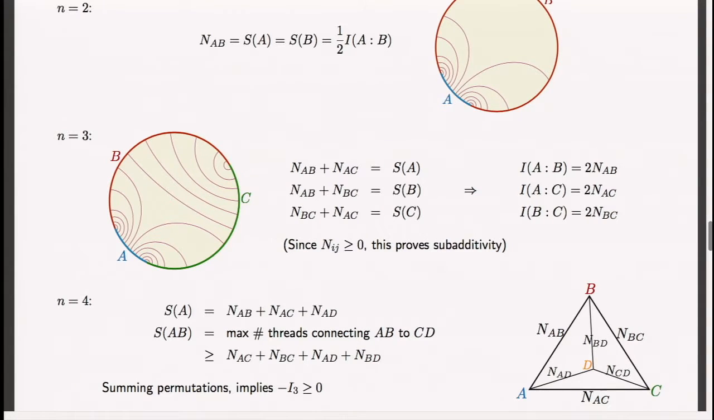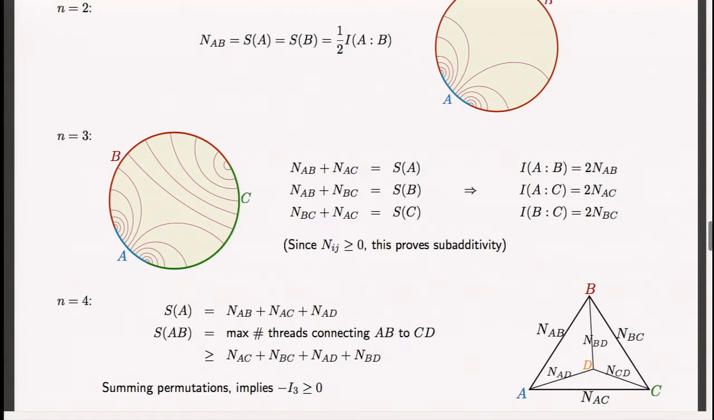Now, if we want to compute minus I3, we need to know not just S of A, S of B, S of C, S of D, but also S of AB, S of AC, and S of AD. So let's look at S of AB. Now, you might have said, oh, no problem, I'll just look at the total number of threads coming out of A union B, which is BC, BD, AD, and AC, connecting AB to CD. Those are the 4 terms.